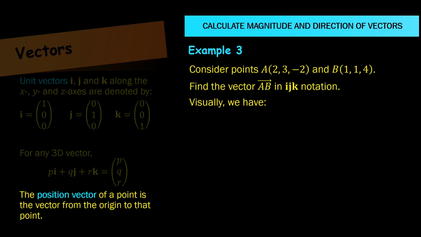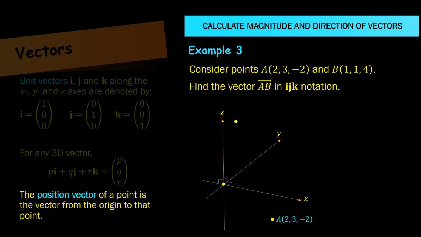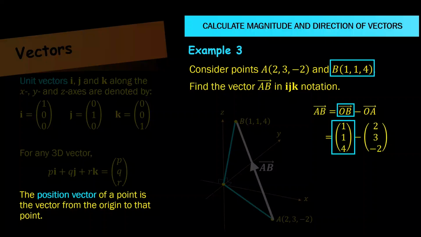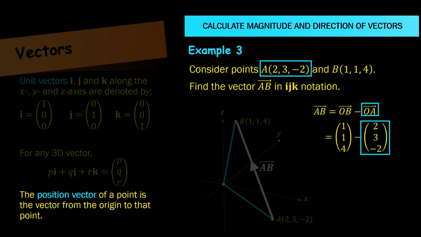So visually, we have the position vector A as shown and the position vector B as shown. So here's OA and here's OB. And we're required to find AB. Now AB equals OB minus OA, and so we can now carry out this subtraction. Here's OB and here's OA.